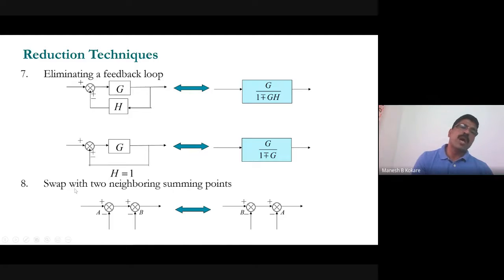Now, swapping two neighboring summing points. Generally this rule is rarely used. All those 7 rules are mostly used for eliminating the feedback loop. But if there are two summing points which are neighboring, and by swapping them it can be reduced into a simpler one, then you have to swap those two summing points. If it is directly connected, then you can directly swap it. See that this is a summing point A, and this is a summing point B. Then this will be B and this will be A, since it is directly connected, and so on, right? So directly you can swap it.